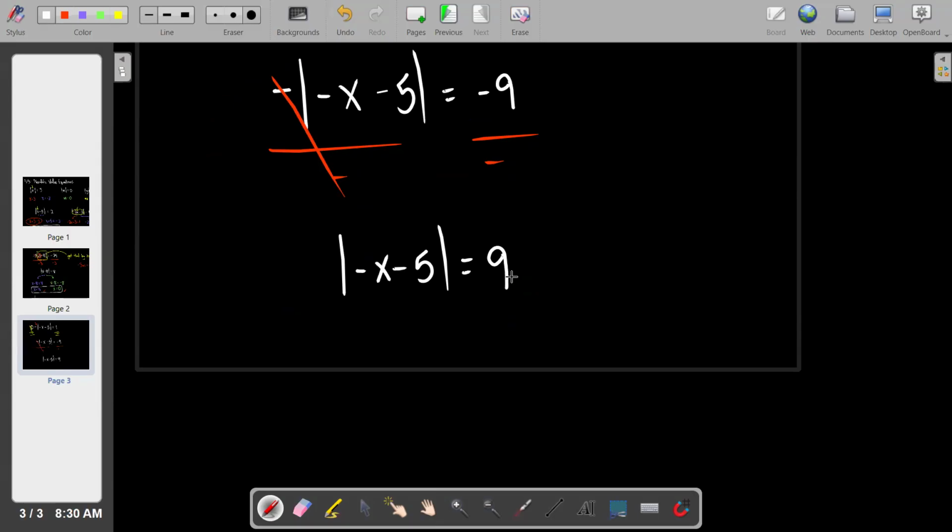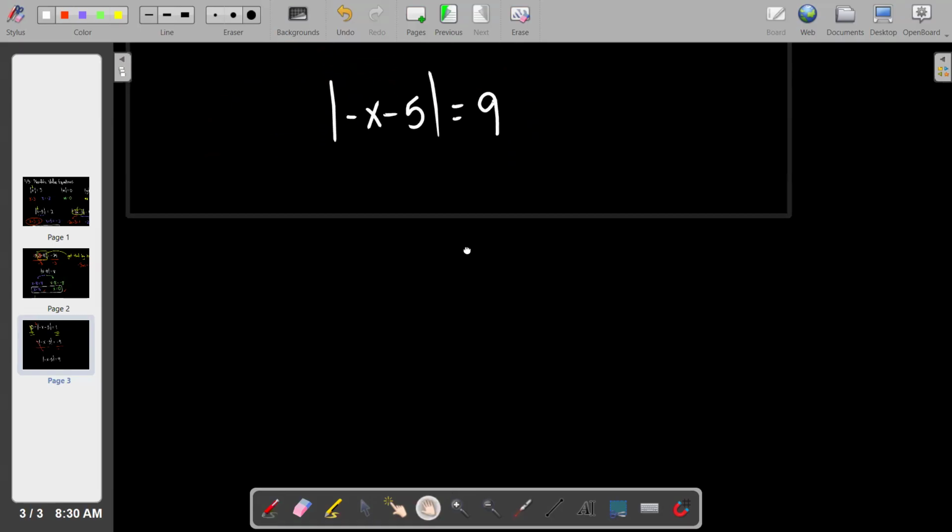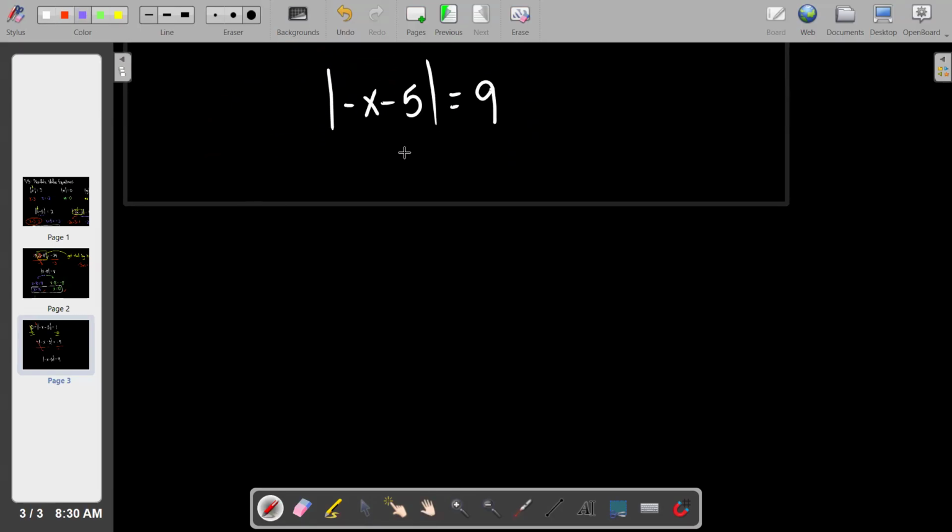+9. So do we proceed? Yes, we do. And since it's a number that's not called 0, we write two equations. It's time for Splitsville. What will one of my equations say? Yeah, that's a possibility. What's the other possibility?